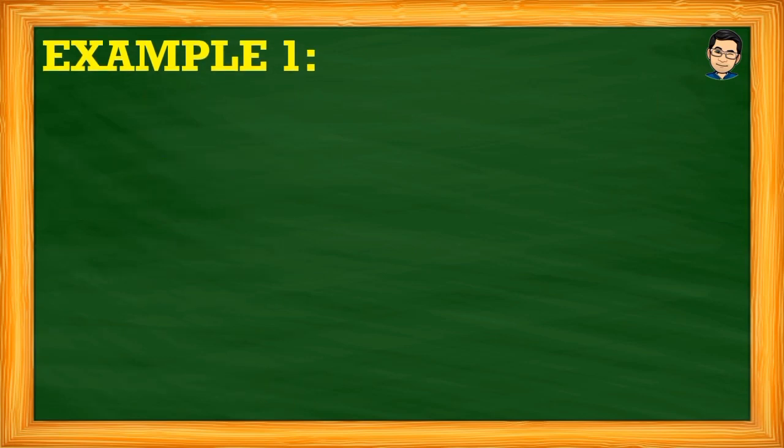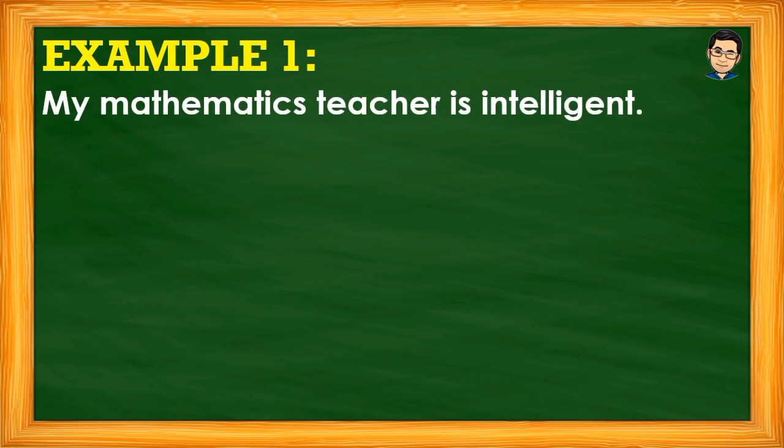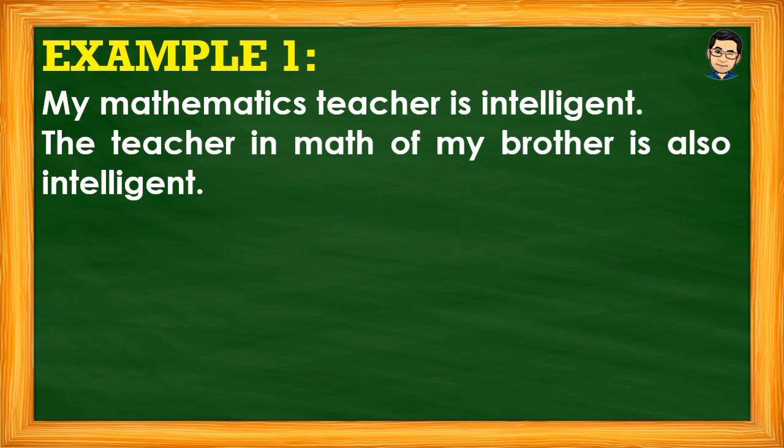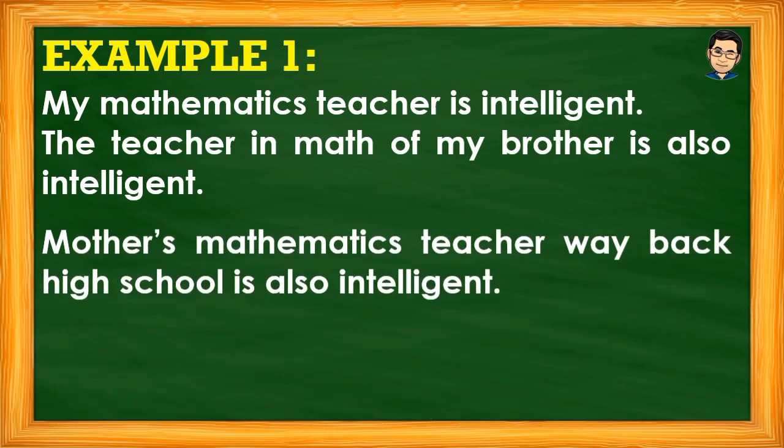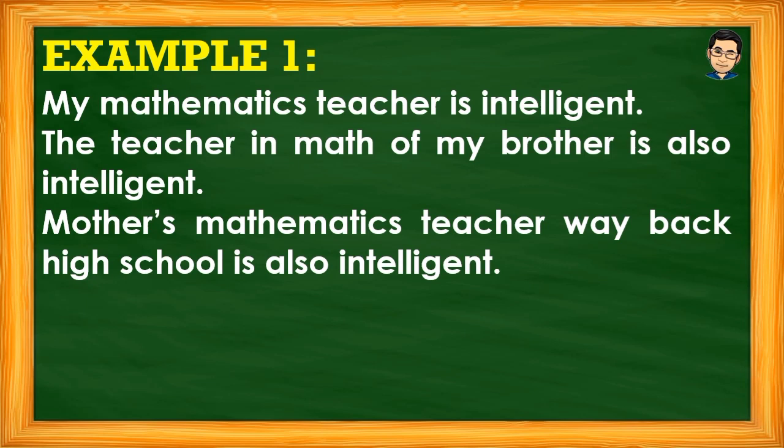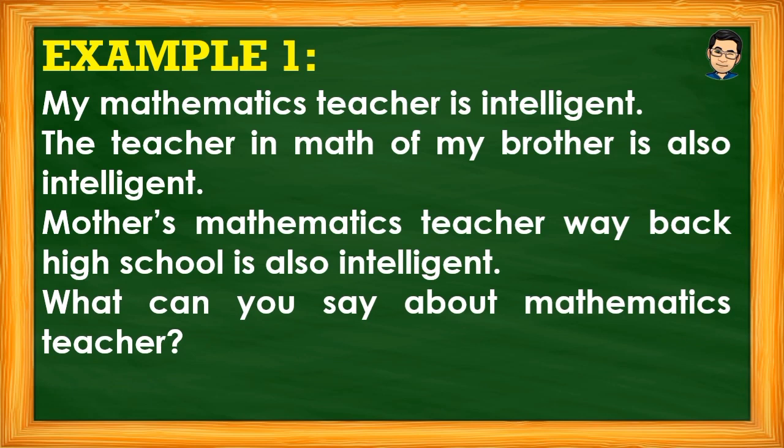So, para mas maintindihan nyo yung conjecture in mathematics, let us have an example. So, my mathematics teacher is intelligent. The teacher in math of my brother is also intelligent. Mother's mathematics teachers way back high school is also intelligent. What can you say about mathematics teacher? As you can see, sa first statement niya, sinabi niya na yung mathematics teacher niya is intelligent. So, ganun din ang teacher ng kuya niya sa math, intelligent. And then, yung math teacher ng nanay niya nung high school siya is also intelligent.